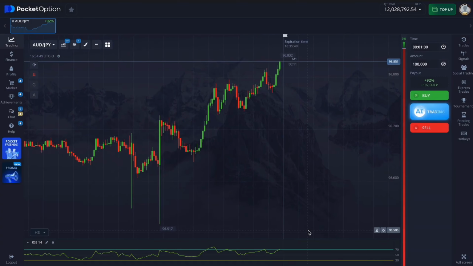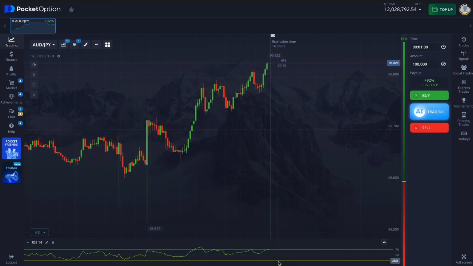Now let me explain the strategy. We have 2 zones, the overbought zone and the oversold zone. The overbought zone is 70 and the oversold zone is 30. If the price touches our overbought zone, we open trades to go down. If the price touches the oversold zone, we open trades to go up.